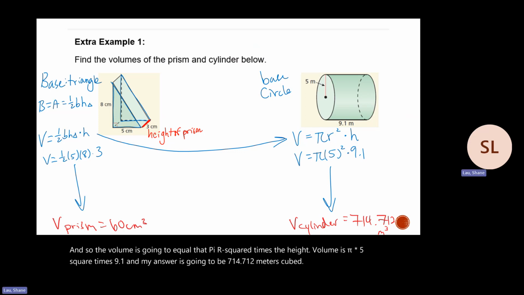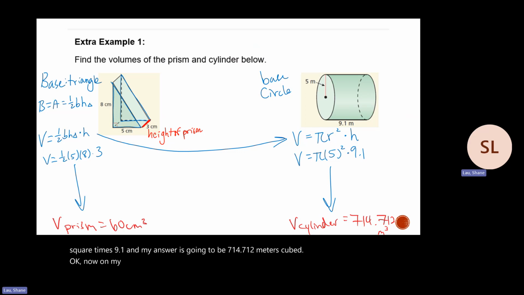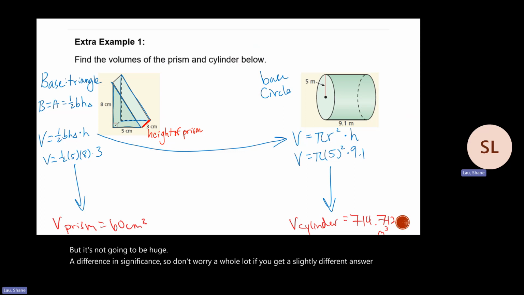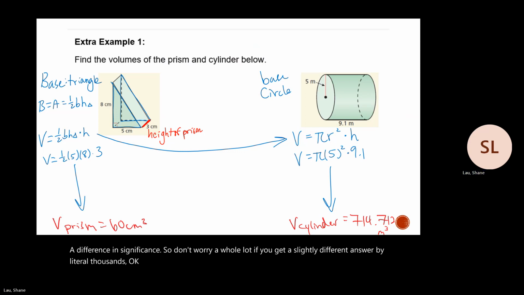Okay. Now on mine, it might be rounded a little bit differently. It just kind of depends. But it's not going to be a huge difference in significance. So don't worry a whole lot if you get a slightly different answer by literal thousands.